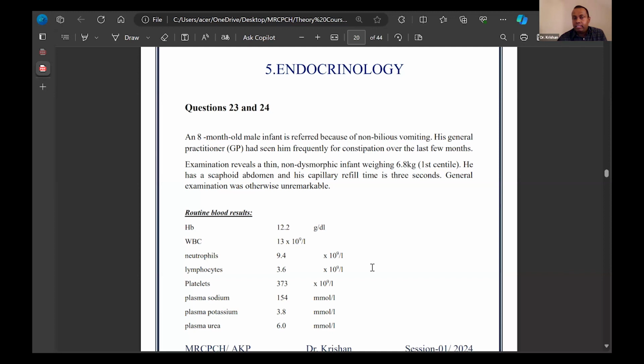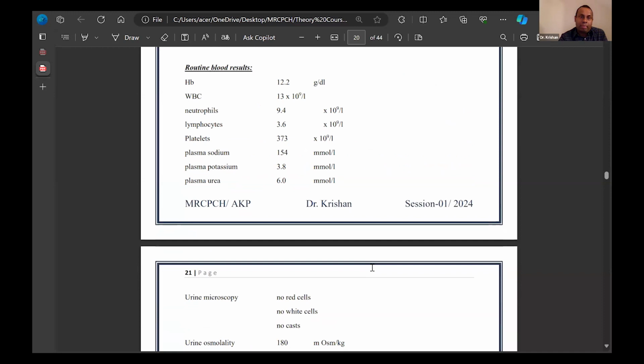His general practitioner had seen him frequently for constipation over the last few months. Examination revealed a non-dysmorphic infant with a weight of 6.8 kilos. So there is failure to thrive. He has a scaphoid abdomen and capillary refilling time of 3 seconds, which means he is dehydrated. General examination was otherwise unremarkable.